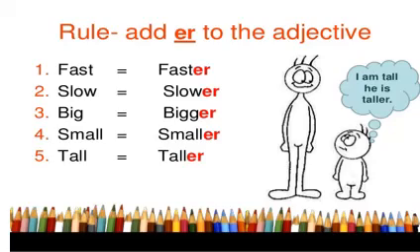We can convert any positive degree into comparative degree by adding er to the adjectives. For example, fast, faster. Fast is a positive degree, faster is a comparative degree. Slow is a positive degree and slower is a comparative degree. Big is a positive degree and bigger is a comparative degree. Small is a positive degree, smaller is a comparative degree. Tall is a positive degree and taller is a comparative degree.